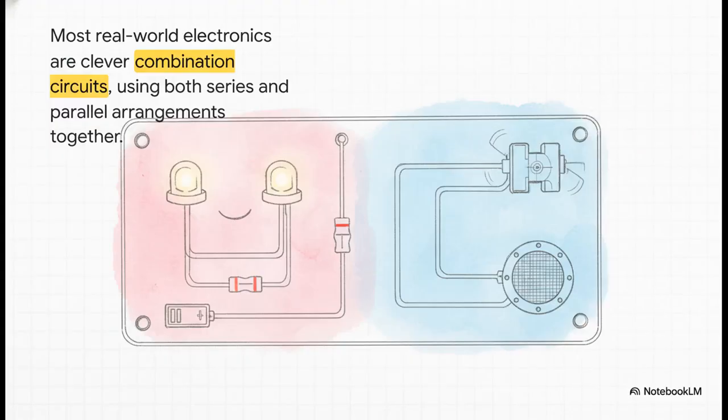Now here's a cool little twist. In the real world, it's not always a strict either-or choice. Engineers are clever. Most modern electronics are actually combination circuits. They use series wiring where it makes sense, and parallel wiring where reliability is a must. They literally get the best of both worlds.